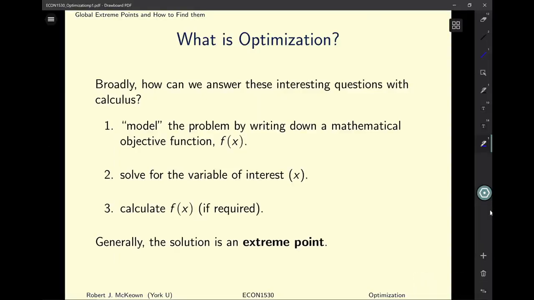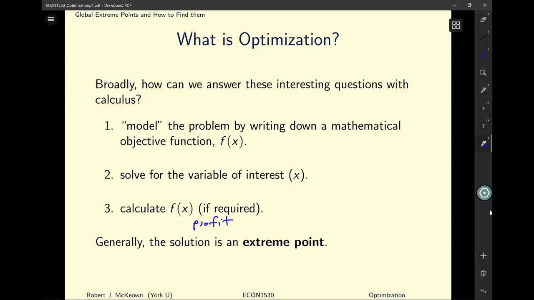The last step might be calculating f of x, if that's required. For example, we might want to solve for profit. So we found the x that maximizes profit. We'll know the value of x. Maybe x is equal to 16. Well, if x is equal to 16, how much profit are we going to earn?